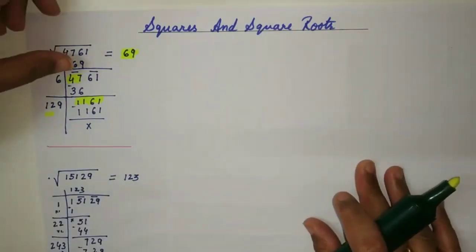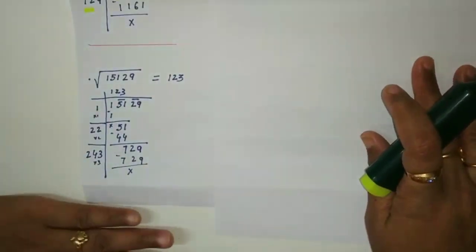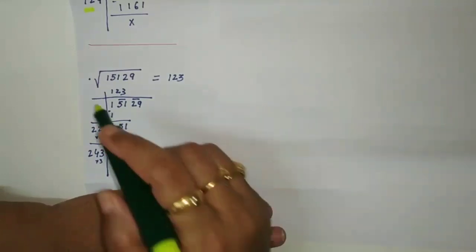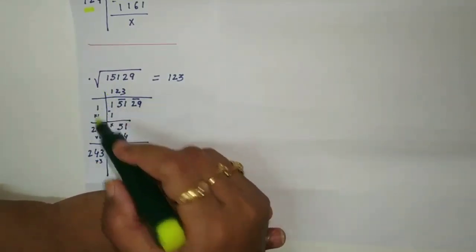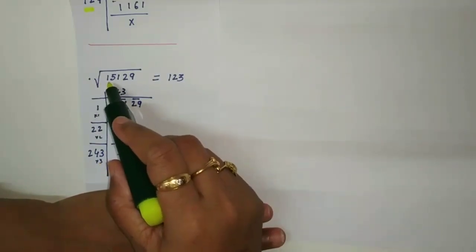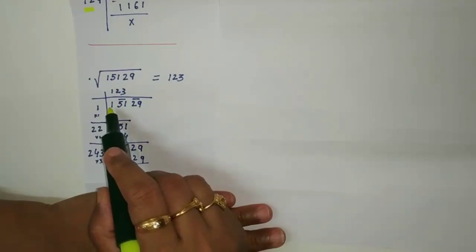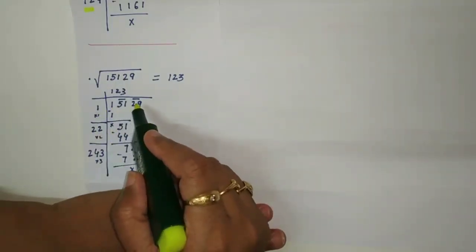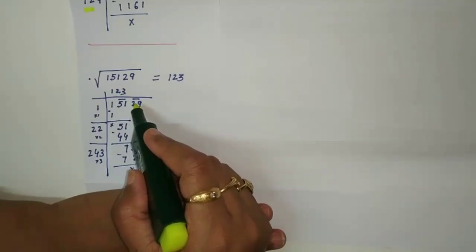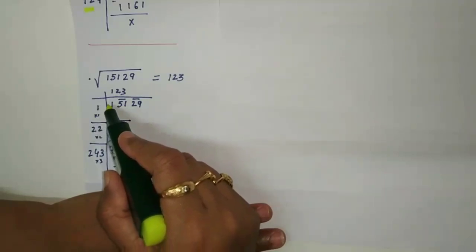I will again explain. There are many sums that I have taken because this is something new for you. The next sum that I have taken for you is square root of 15,129. So again 15129. The first step. What is the first step? Pair from the right side. So 29, then 51, and then 1.